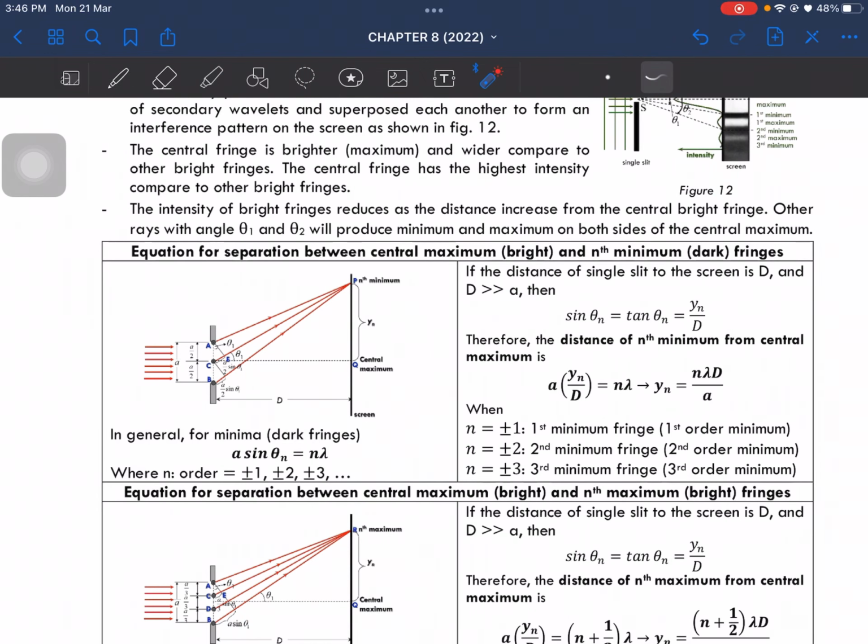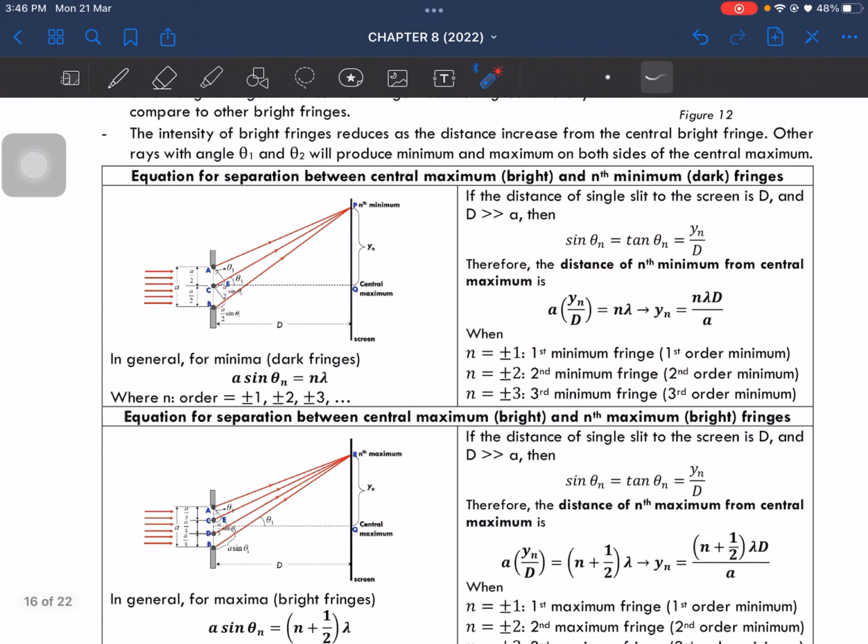Okay, sorry, let me just check. Okay, right. So this is the equation for you to determine the distance of the nth minimum from the central maximum. So this is the equation.